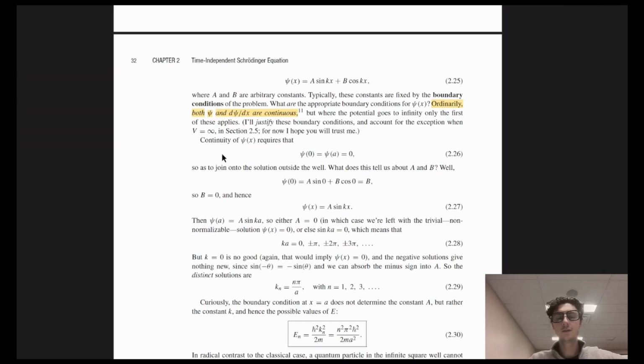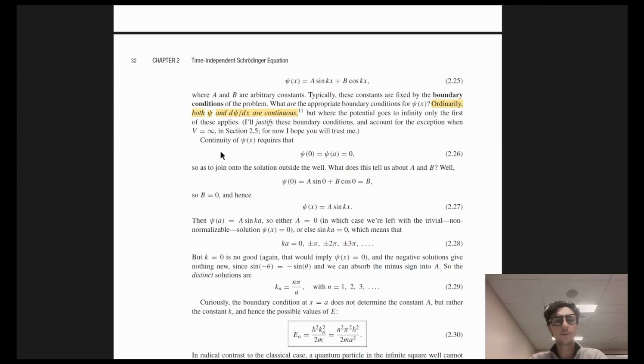What discontinuous means is just that there's a little kink in the function. It's not a nice smooth differentiable function. There's a little bit of a kink where the derivative approaching from one side and the derivative approaching from the other side are completely different. So there's no exact derivative at that tip. That's what a discontinuous derivative of a function means. I'll justify these boundary conditions and account for the exception when V equals infinity in section 2.5. For now, I hope you will trust me.